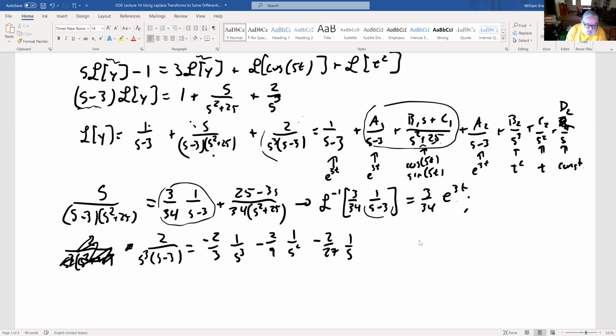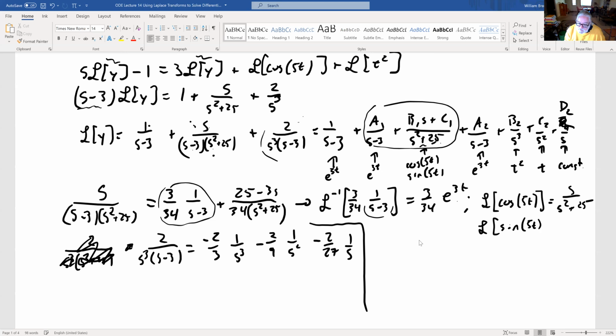What about this thing? Well, that's a little bit more complicated. We'll put a little bar here. We know that the Laplace transform of cosine 5t is s over s squared plus 25, and the Laplace transform of sine 5t is 5 over s squared plus 25. And so what we need to be able to do is to get those two terms out of this thing.